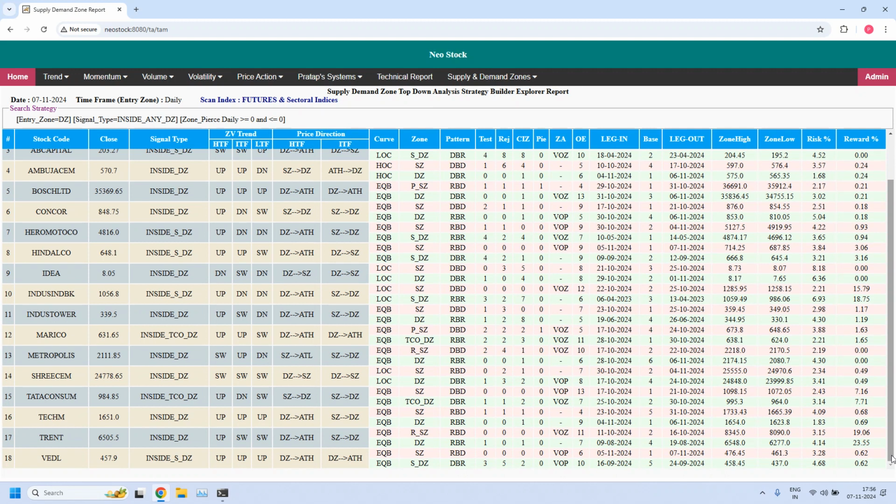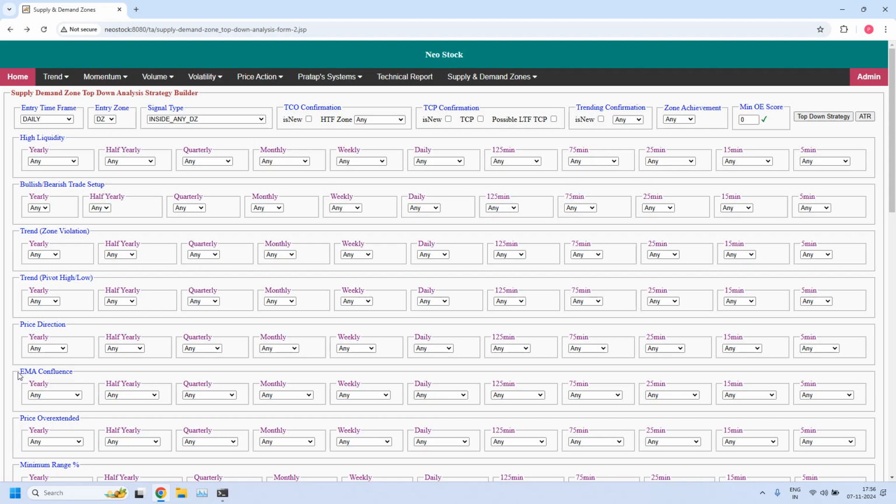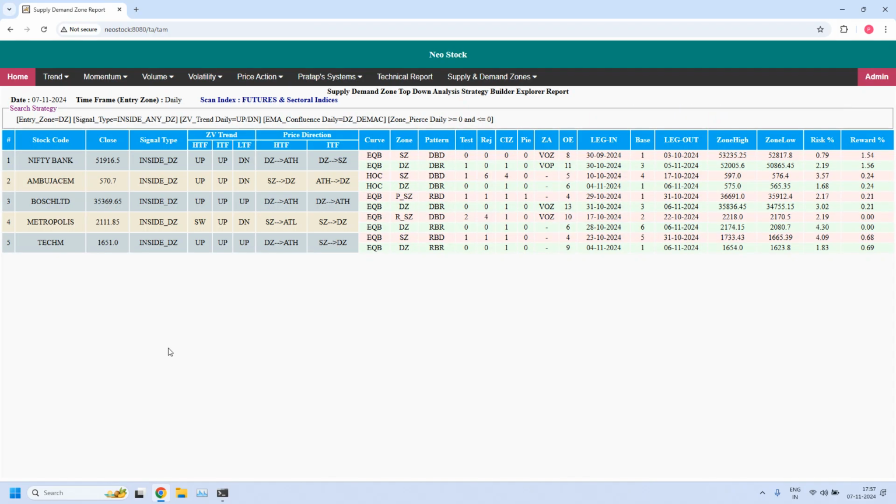Out of these 18, how many are having EMA Confluence? So in the EMA Confluence at daily time frame, daily demand zone with daily EMA Confluence, I am filtering. And the zone violation trend on daily time frame should not be sideways. So total 5 stocks are filtered.